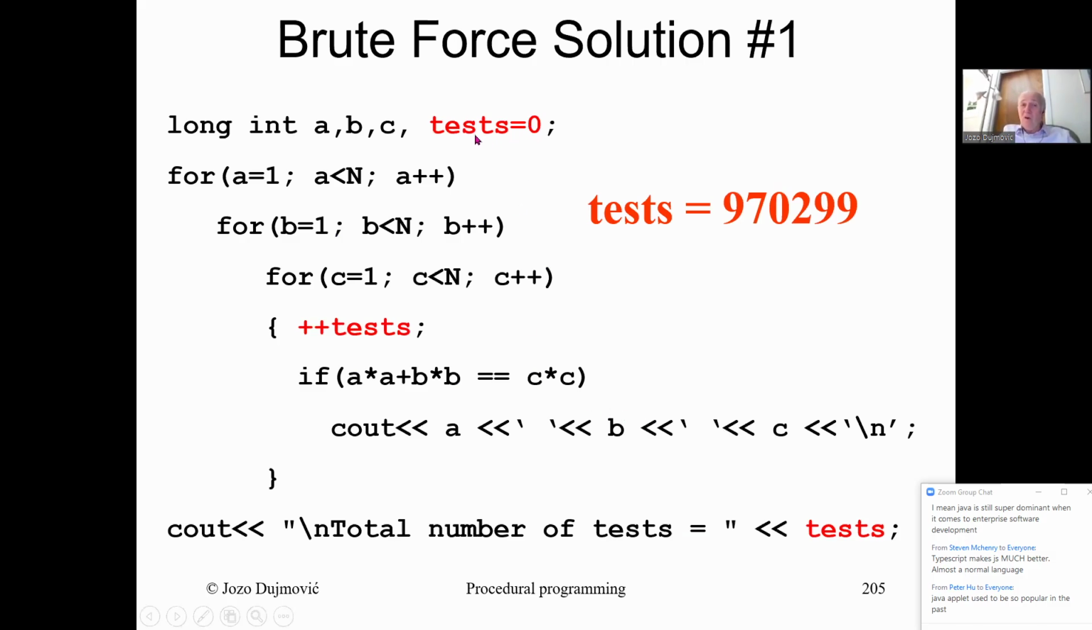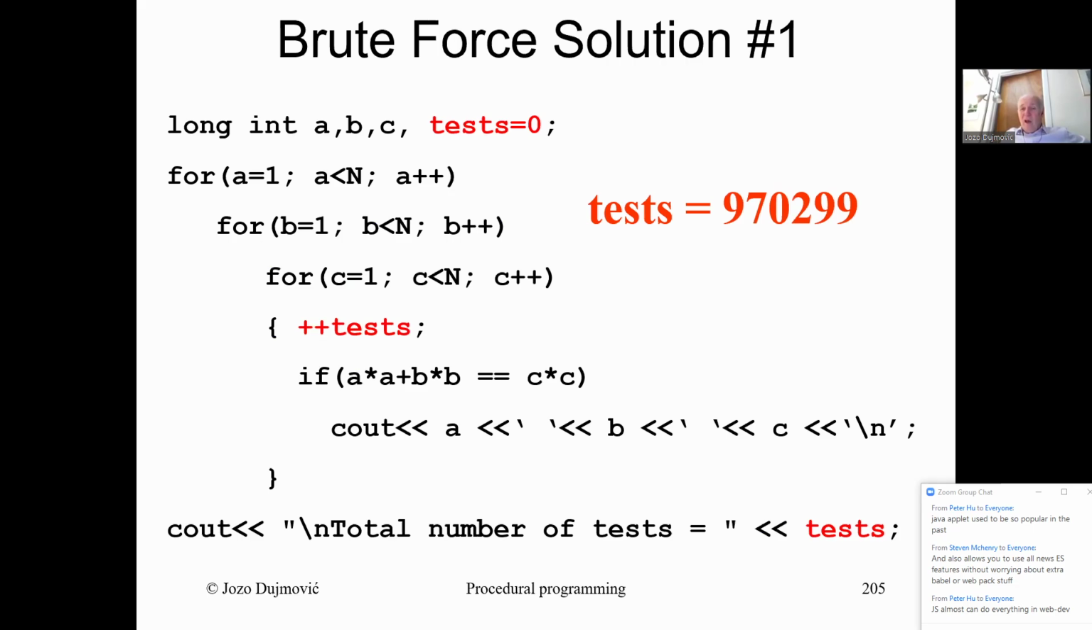I also wanted to see how many tests I have. So I put one variable called tests, which is a counter of this test. Test is 0 and incrementing test in each of these loop executions. So the number of executions is 99 times 99 times 99, which is practically 1 million, 970,000.